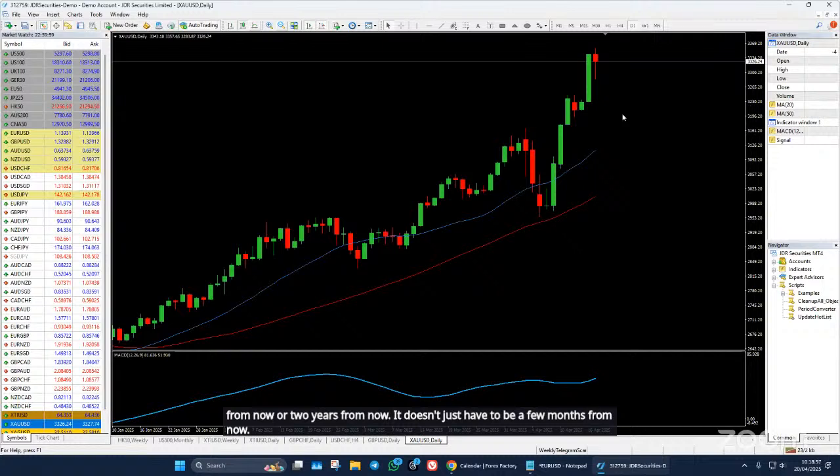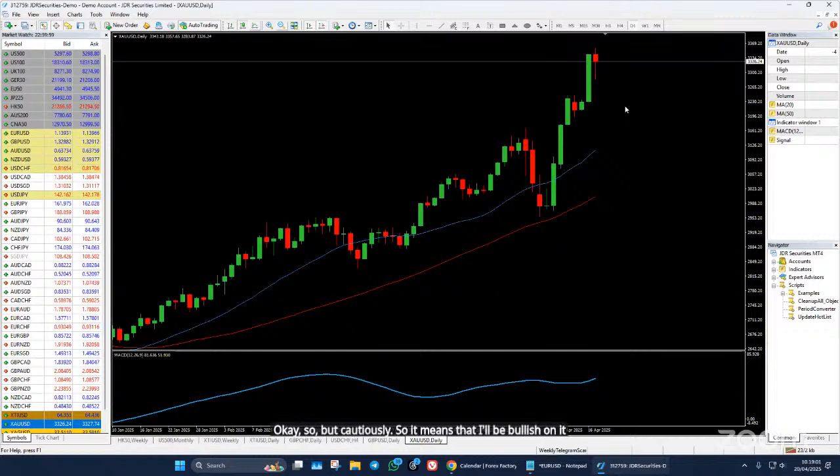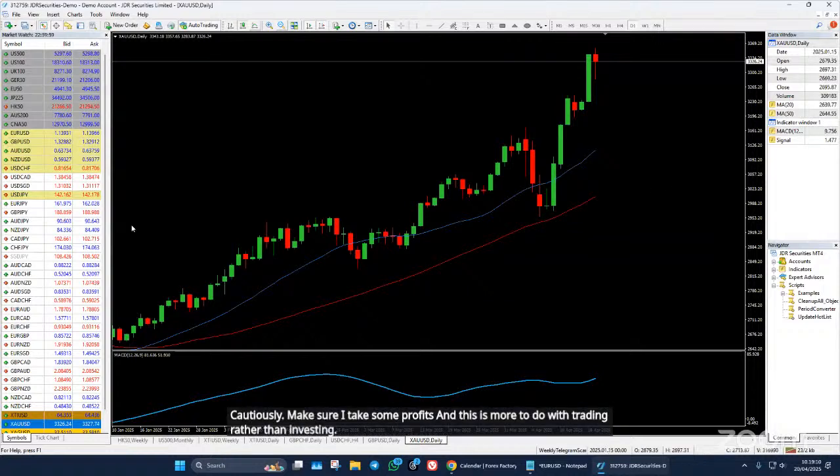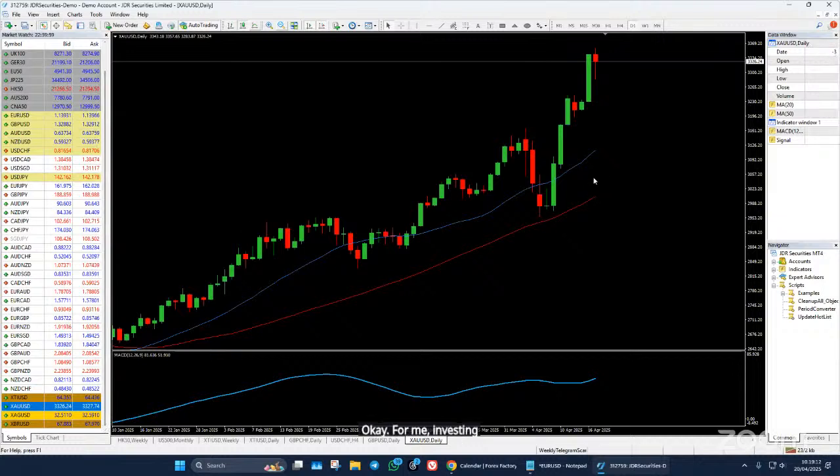Cautiously, it means that I'll be bullish on it. I'll trade it, but maybe not at full 1% risk, maybe 0.5%. Cautiously, I'll make sure I take some profit. And this is more to do with trading rather than investing. For me, investing with gold, I'm a little bit concerned now because I think it's too expensive, but that's a personal choice. That's not my advice to you guys.